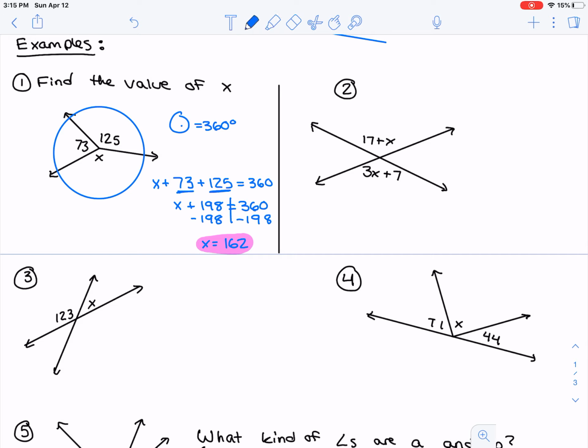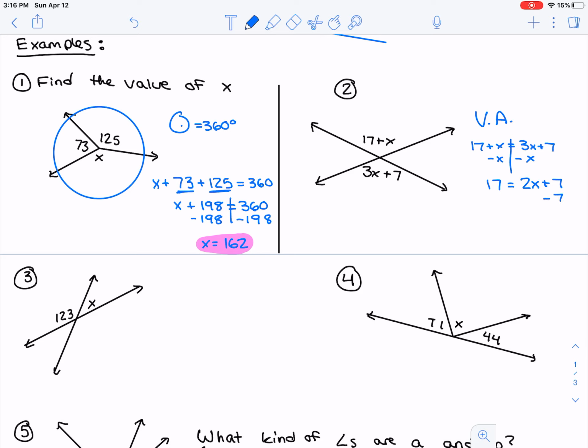Notice we have two lines intersecting, so we definitely have some vertical angles here, okay? And vertical angles are always equal, so I'm going to go ahead and set up that equation to solve for x. And now I want to get my x's all on one side, so I'm going to go ahead and move that x from the left to the right. I'm going to keep my 17 equals, now I have 2x plus 7.